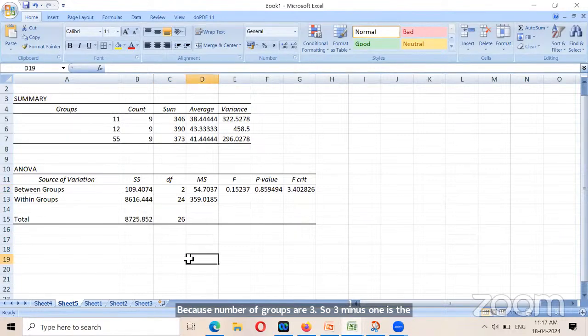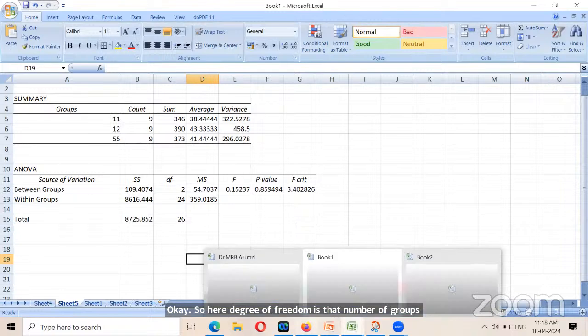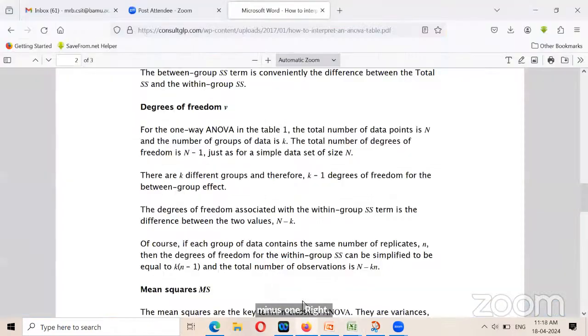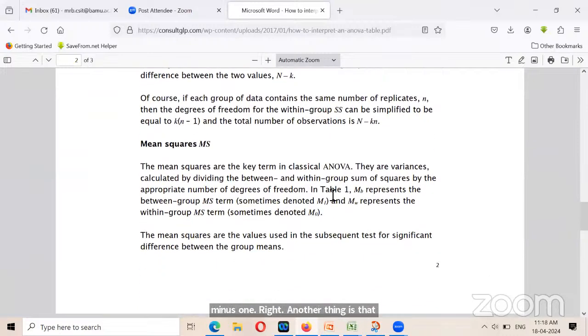So at a time we are comparing only two groups. Suppose group G1 and G2 will be compared, G2 and G3 will be compared, G3 and G1 will be compared. So the degree of freedom is the number of groups minus 1. Another thing is the mean square. The mean squares are the key terms in classical ANOVA. They are variances calculated by dividing the between and within the group sum of squares by the appropriate number of degrees of freedom.